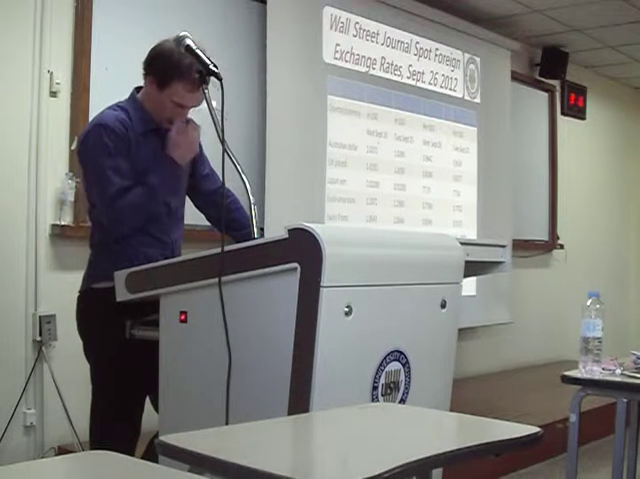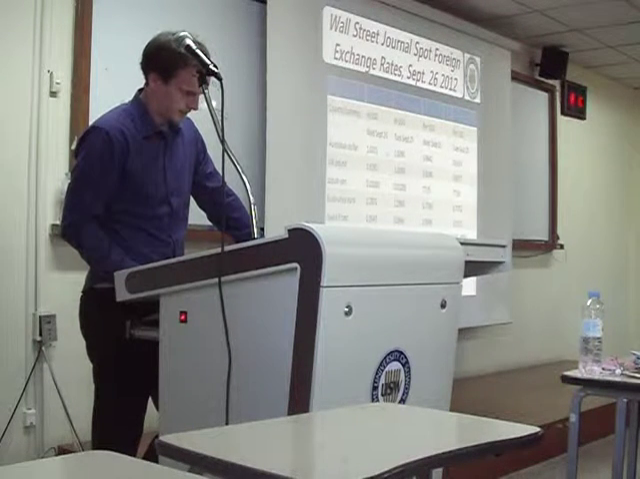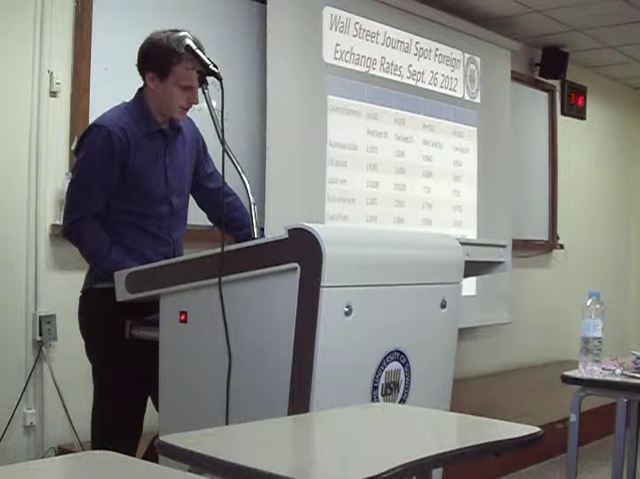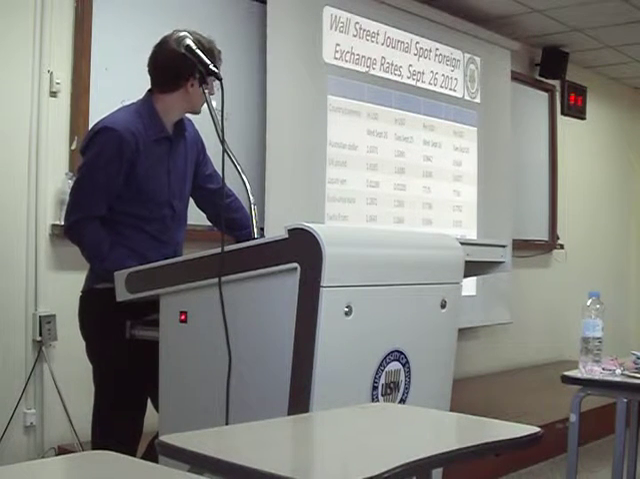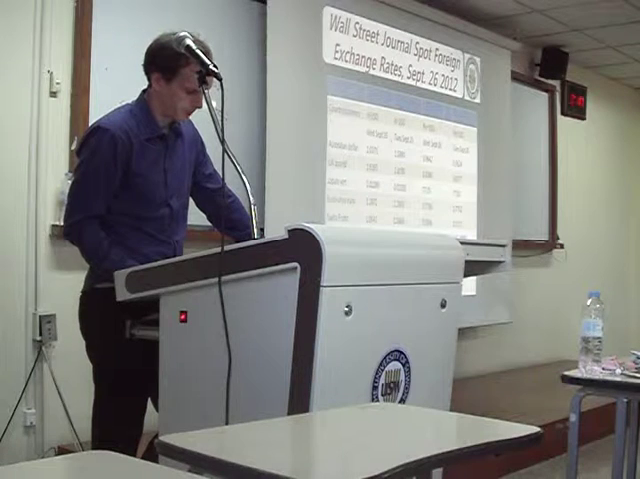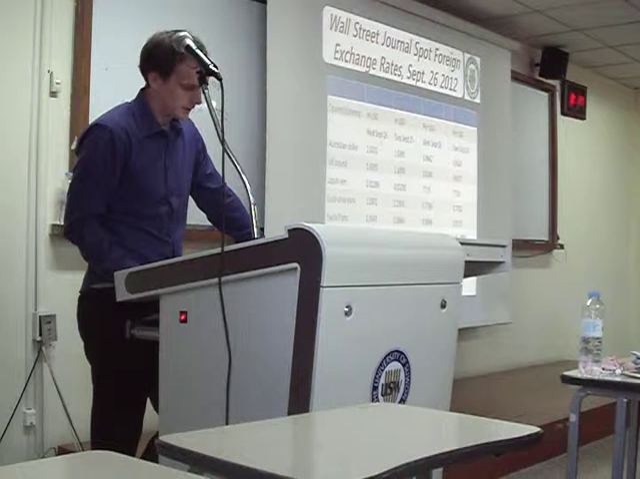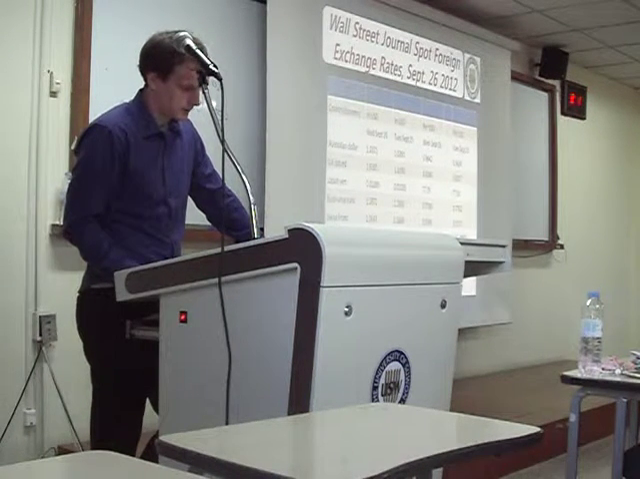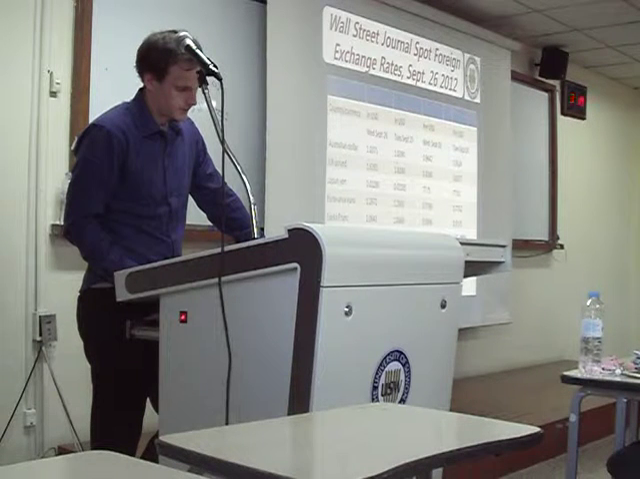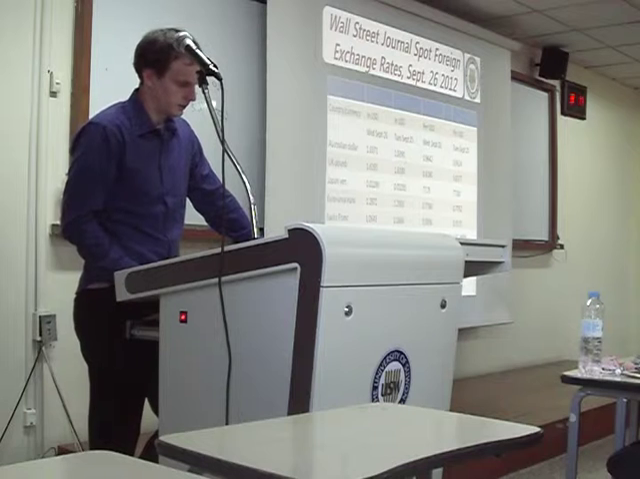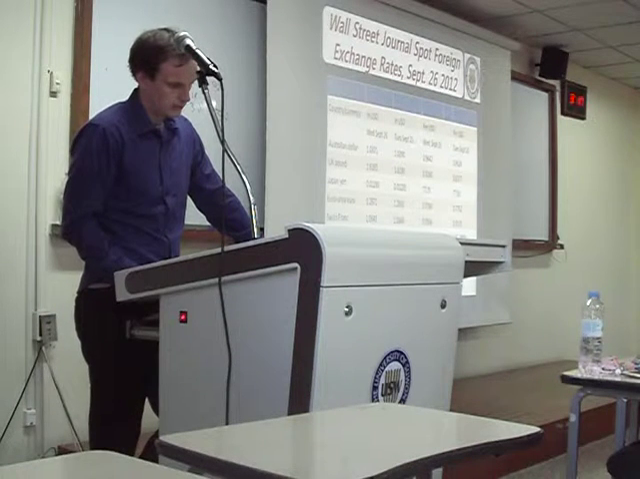Here we have the country and the currency. This is the spot exchange rates on the 25th and 26th of September. The 25th is on this side, the 26th is on this one. Here we have the Australian dollar. On the 25th of September, one Australian dollar was 1.0390 US dollars. One US dollar was 0.9640.